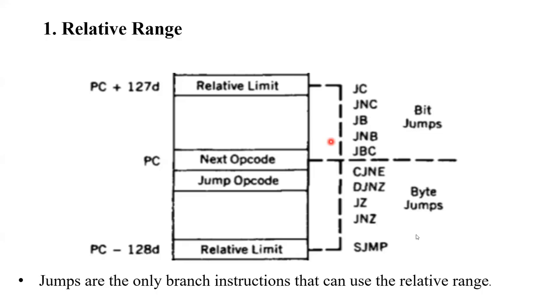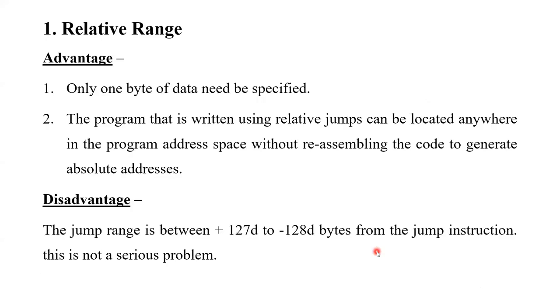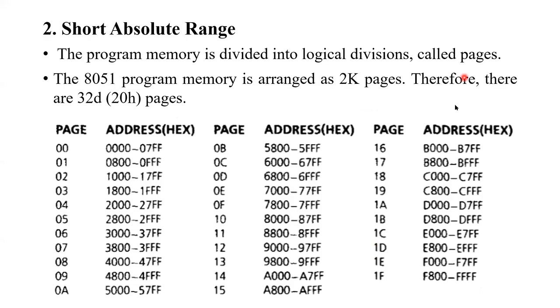We'll understand much better with these instructions what they are. Next, what we have is short absolute range. Here, if you see the program memory, we have 64 kilobytes of program memory. And what is done here is that the entire program memory is divided into logical divisions, and those logical divisions we call pages.